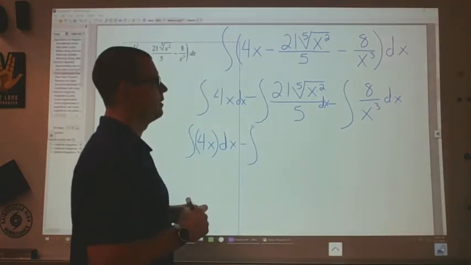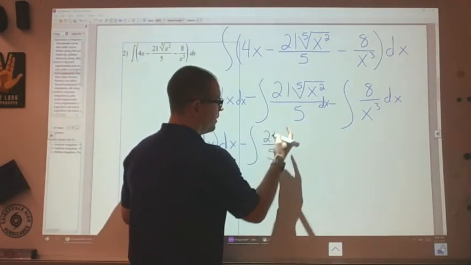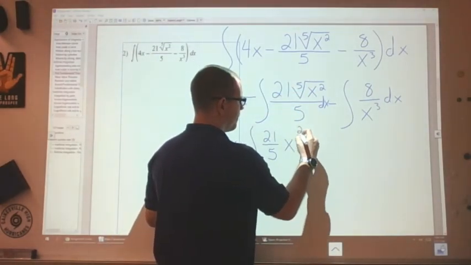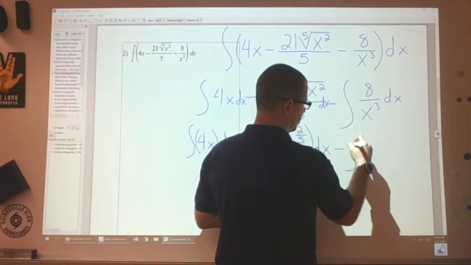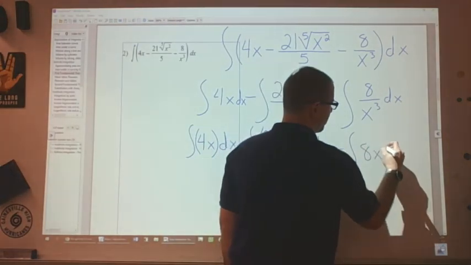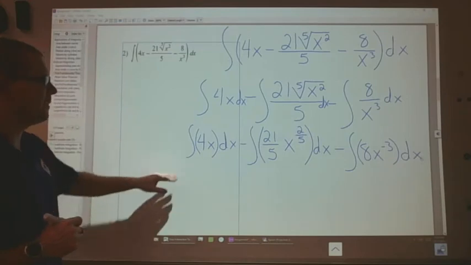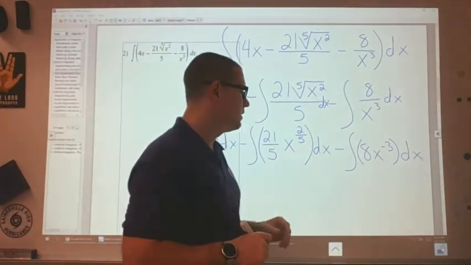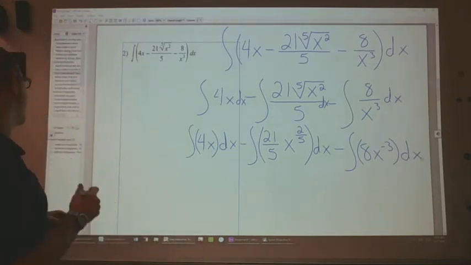This one, I want to separate out. So I'm going to write the coefficient 21 fifths separate from the variable, which is going to be x to the power over index, x to the 2/5 power dx, minus the integral, and in this case I'm just going to bring this base up, so it'll be 8x to the negative 3 power dx. So now I've got my integrals split up into 3 separate integrals, and I've written each of the expressions inside the integral as a power function, so now I can just directly apply that reverse power rule.